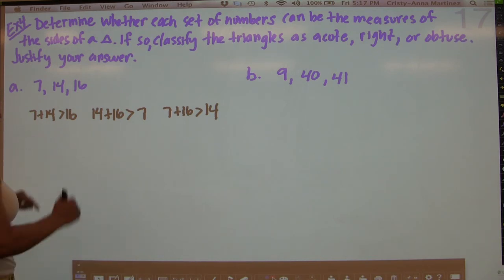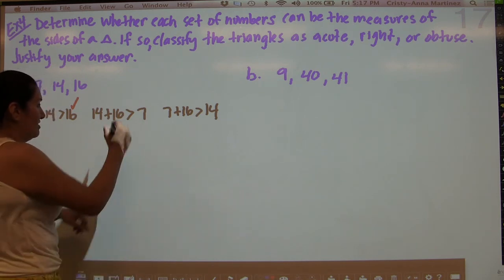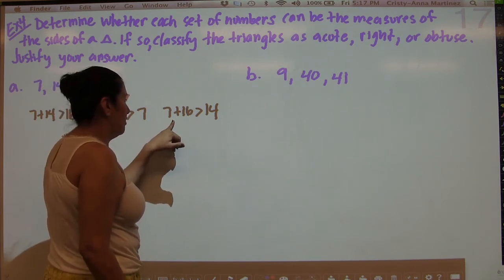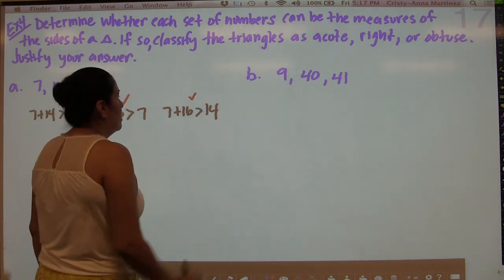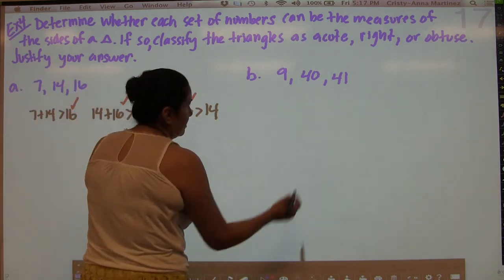So 21 is bigger than 16, check. 14 plus 16 is going to be 30, larger than 7, check. And 7 plus 16 is going to be 23 and also larger than 14, so check. So that's how we determine whether or not it can be a triangle. Yes, it can. We do the same thing for our next example over here.